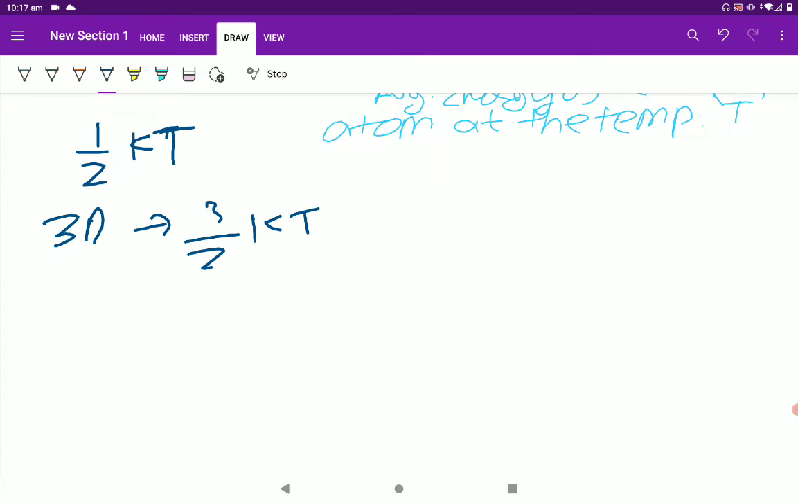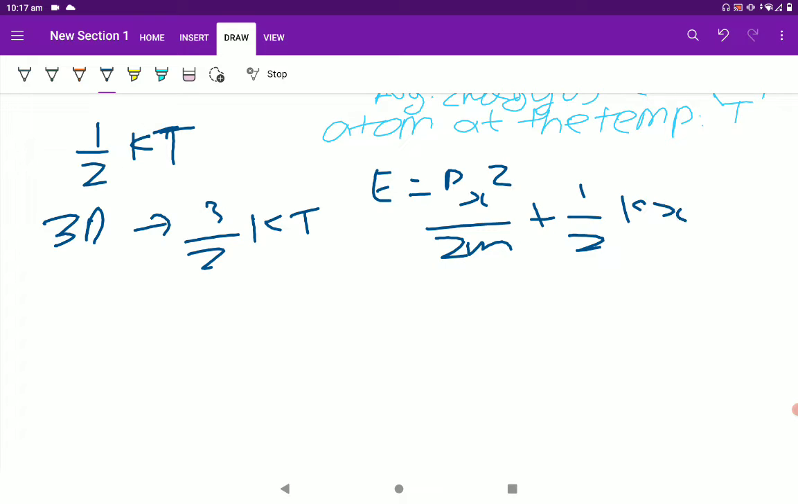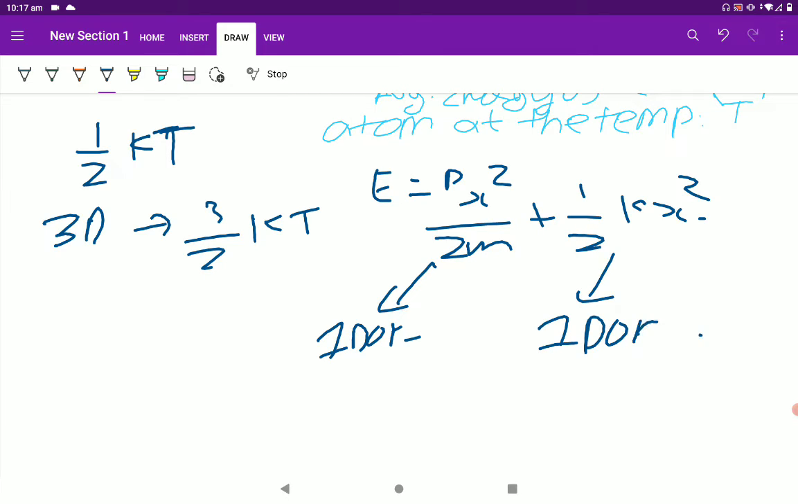From this equation, that is px square by 2m plus half kx square, we can infer that we have 2 degrees of freedom, 1 degree of freedom for kinetic energy and 1 degree of freedom for potential energy. So the average energy in this case is given by kT.